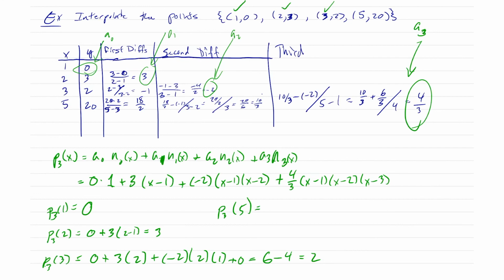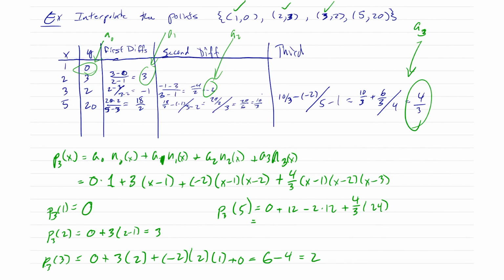Now we get the P3 and just check 5, because we've confirmed that this works. So we put 5 in, we get 0 plus 3 times 4, that's 12. Minus 2 times 5 minus 1, that's 4, 5 minus 2, that's 3, so that's minus 2 times 12. And then plus 4/3 of 5 minus 1 is 4, 5 minus 2 is 3, 5 minus 3 is 2, so that ends up being 24. Yep, cool.